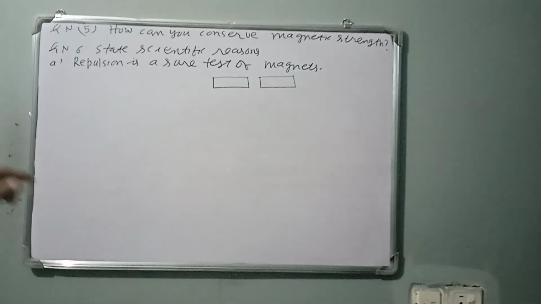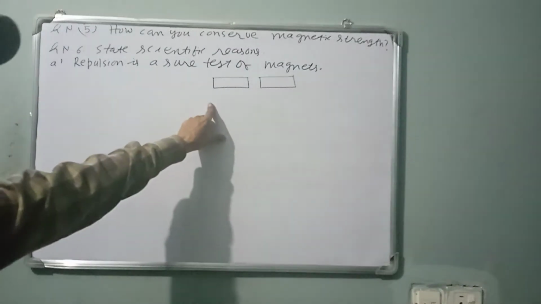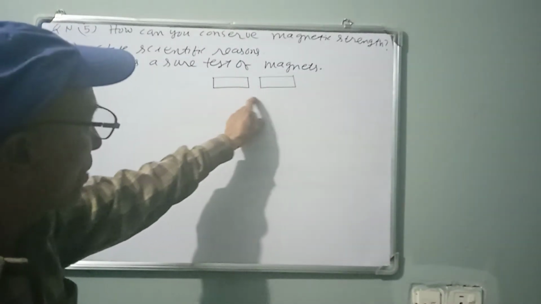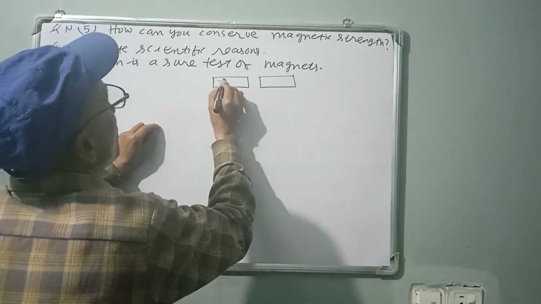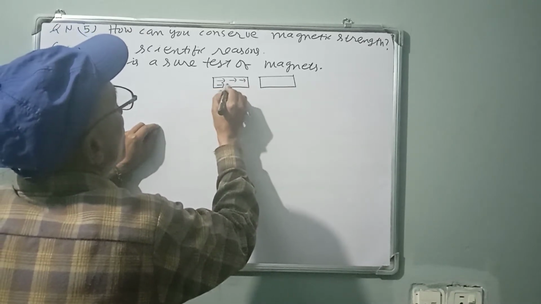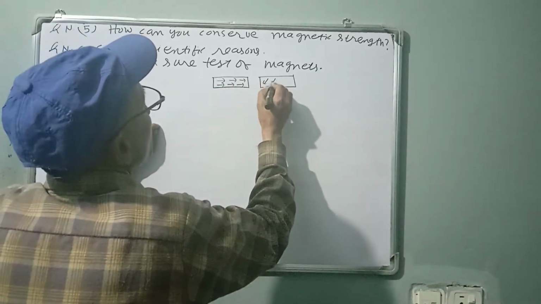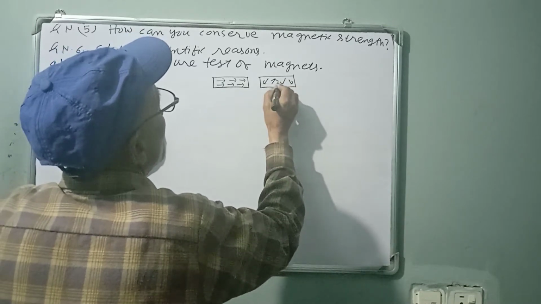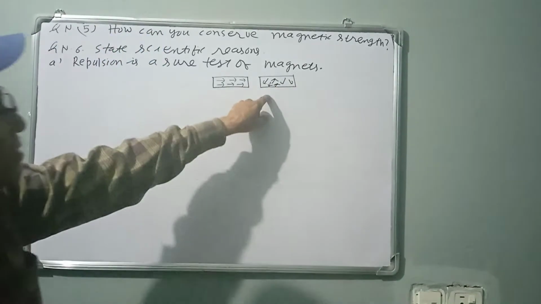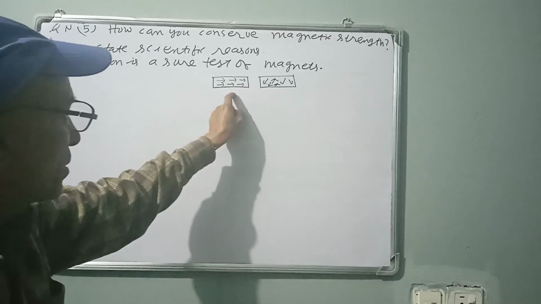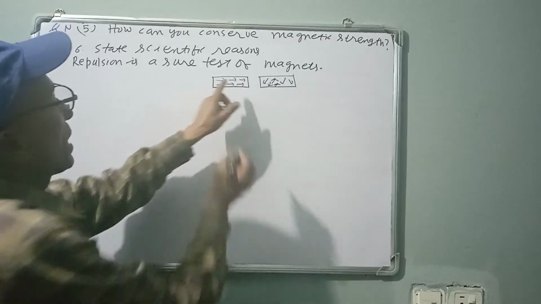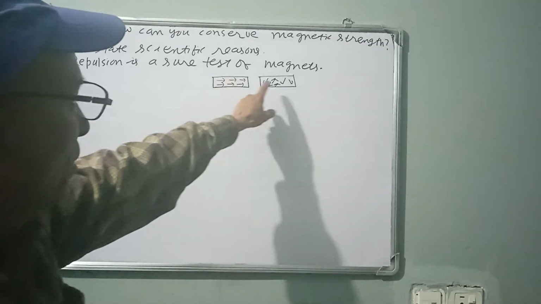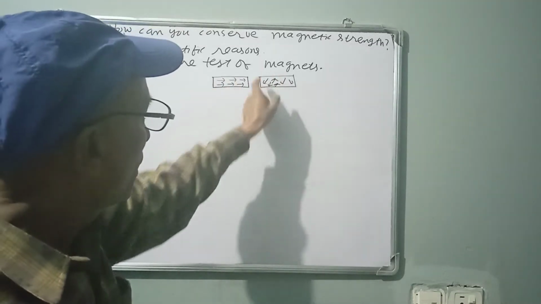These two bars look alike: same color, same length, same breadth, but one is an iron rod, another is a magnet. How to know? There is no attraction in the middle of a bar magnet, but there is attraction everywhere in a magnetic body.